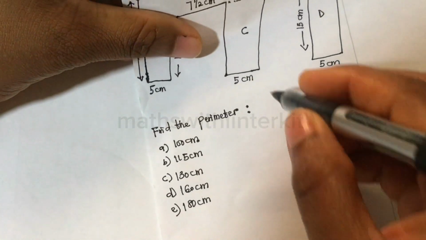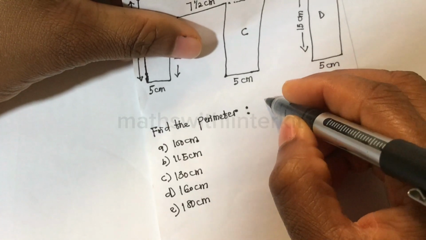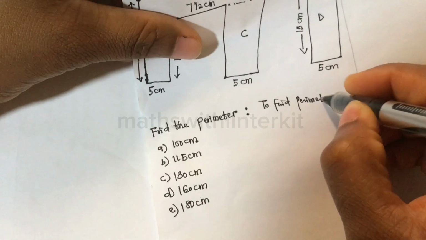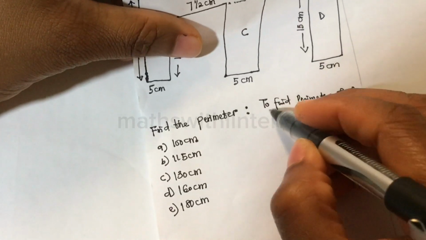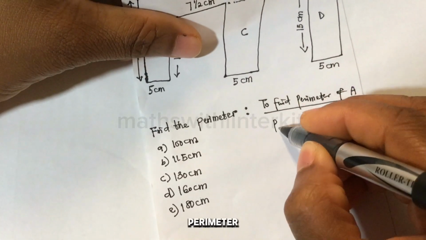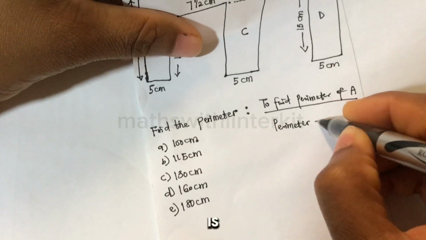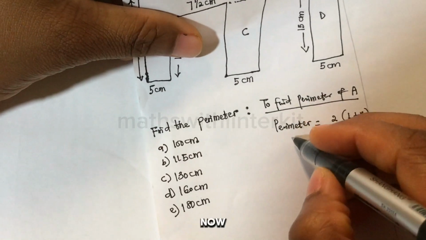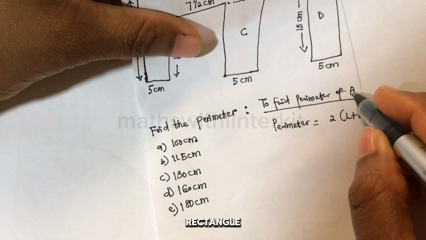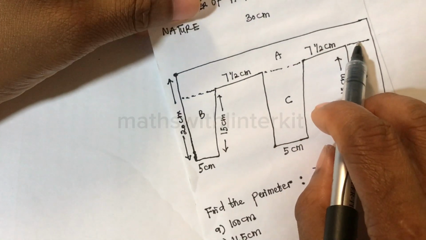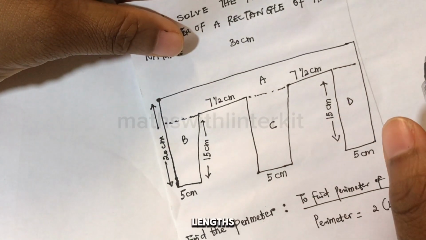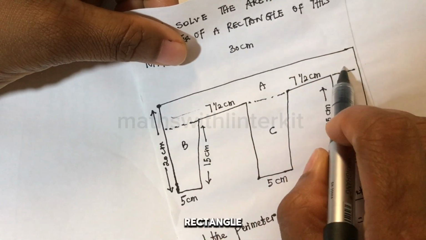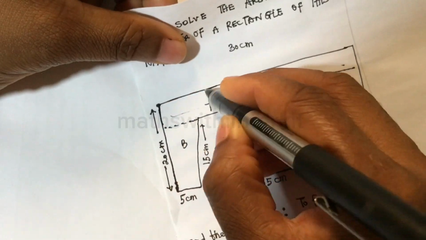So to find the perimeter of A, remember that the perimeter of a rectangle is 2 bracket L plus B. This is the formula. Good. Now for rectangle A, this is rectangle A. How do we find the length and how do we find the breadth? So our focus should be on rectangle A now.